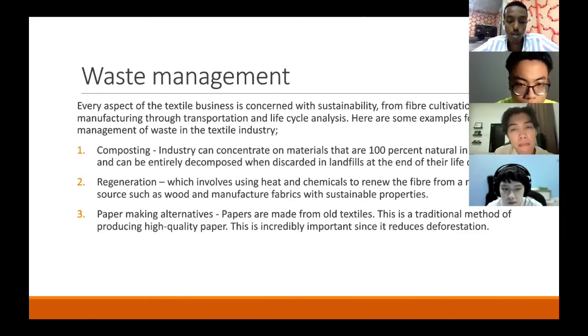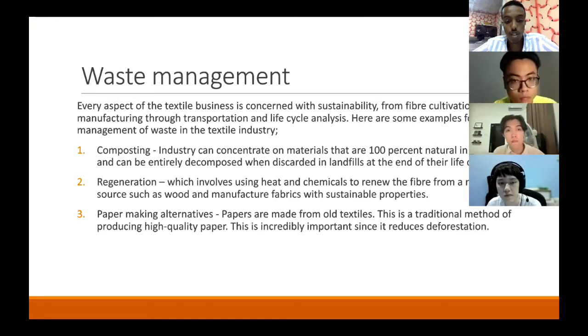Firstly, composting. Industries may focus on products that are 100% natural and that could be disintegrated completely when dumped into landfills at the end of their life cycle. Secondly, regeneration, a process that involves employing heat and chemicals to renew the fibers from natural resources, such as wood, in order to create fabrics with long-term sustainability.